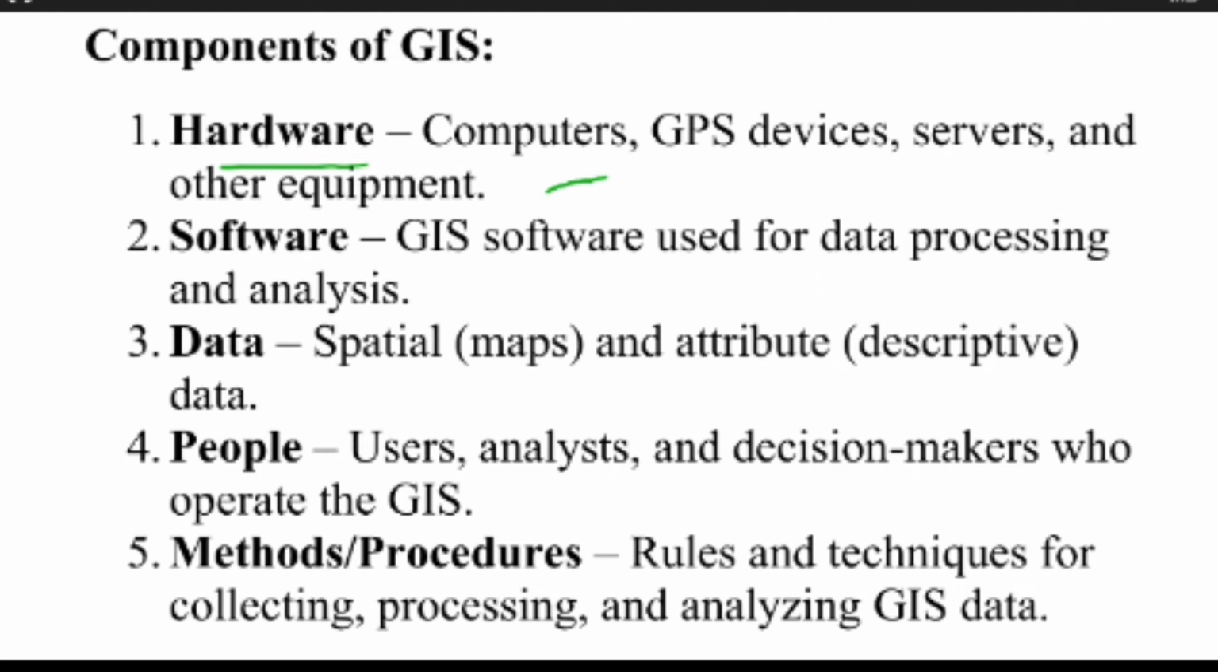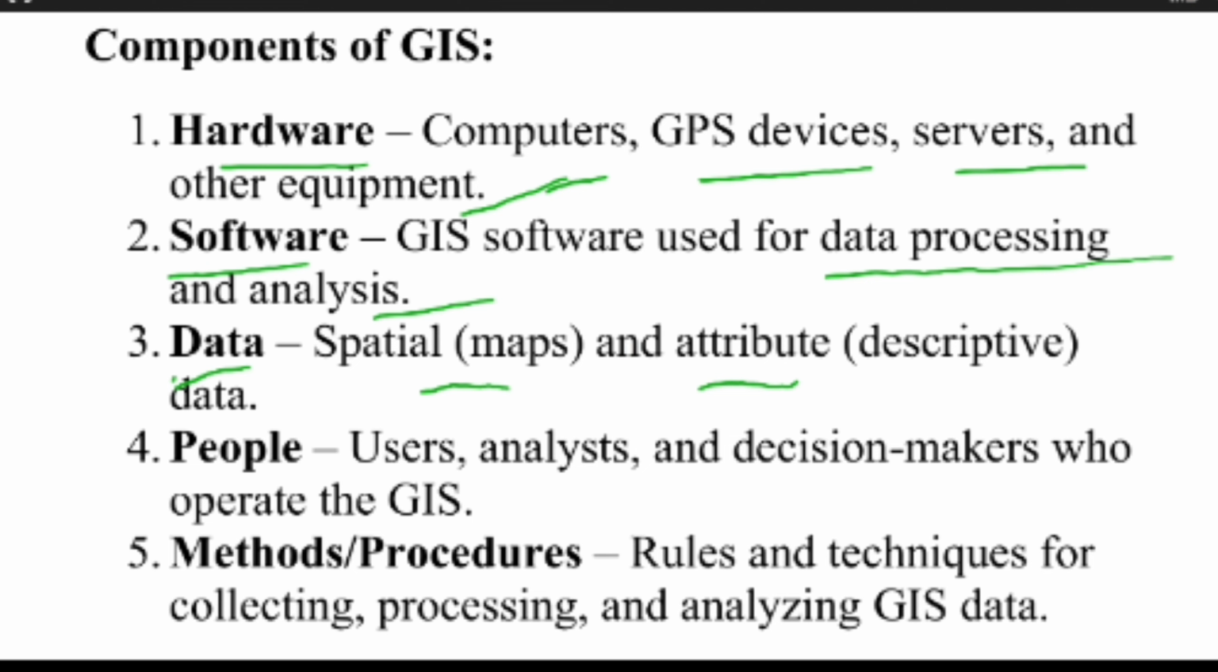Hardware is the computer, GPS device, servers and other equipment we can use. Software is the GIS software used for data processing and analysis. Data may be spatial data, maps or attribute descriptive data. Next is people: users, analysts and decision makers who operate the GIS. Next is methods and procedures: the rules and techniques for collecting, processing and analyzing GIS data. These are the components: hardware, software, data, people, and methods and procedures.